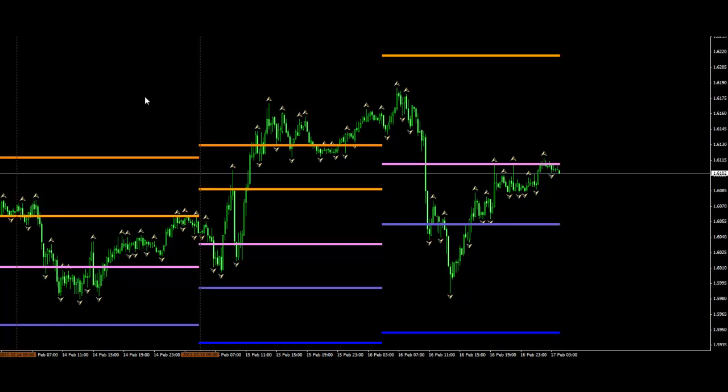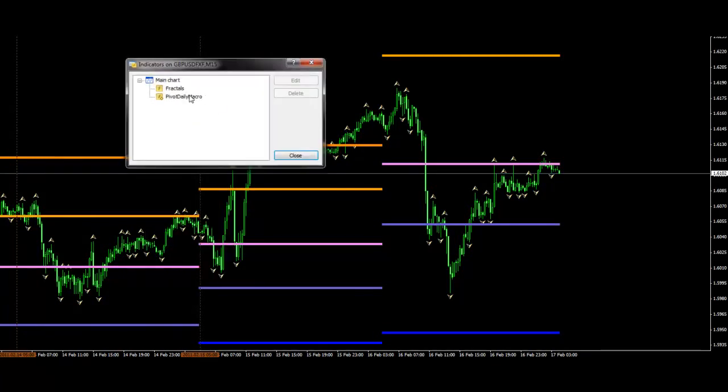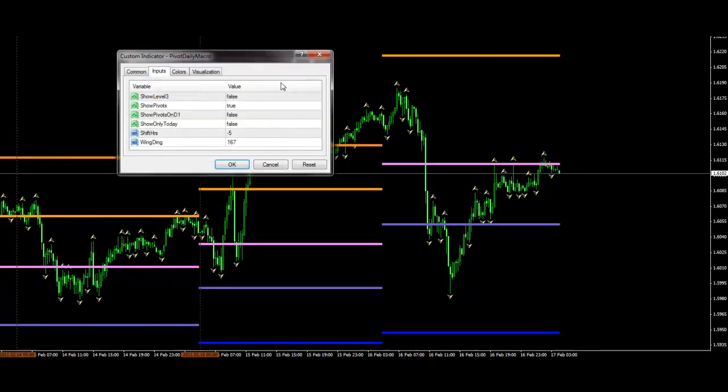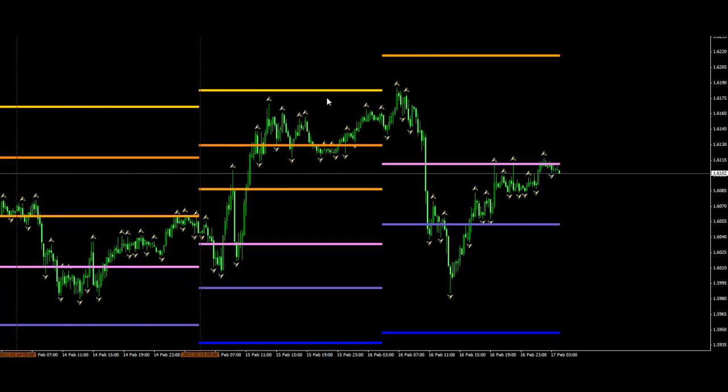First, we want to take our pivots, and where it says show level 3, I'm going to put that to true. What that'll do is actually throw up R3 and S3, so it'll give you the extended pivots.